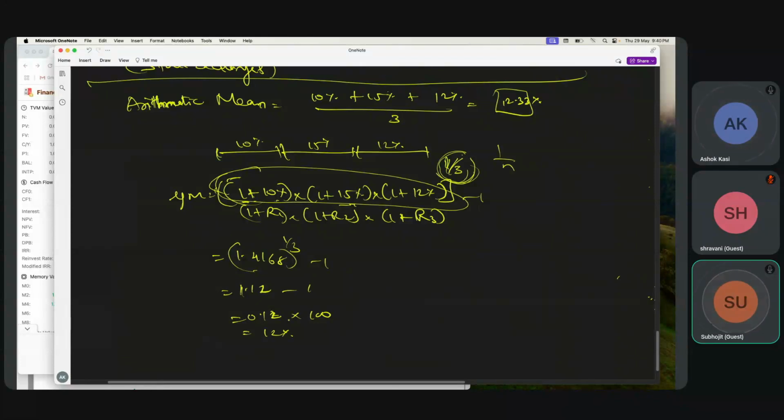Subhajit, are you speaking something? Oh, sorry, sir. Please. Okay. 12 percentage. Have you understood this one? Yes, sir. Got it. Okay, 12 percentage.